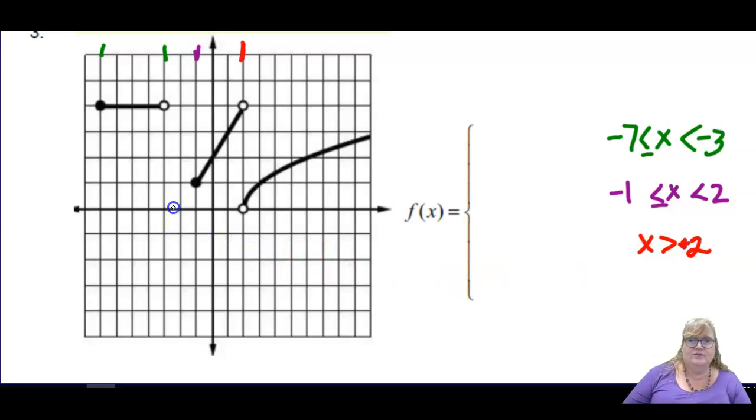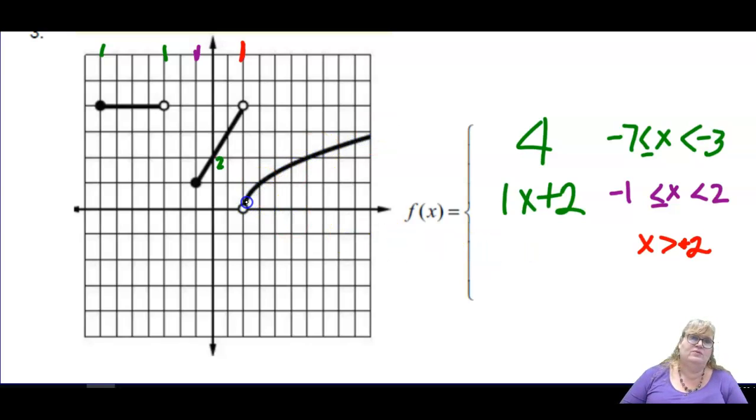All right, now to go back and write the rules, this one is pretty easy again. This rule just stays at 1, 2, 3, 4. The y values stay at 4. This rule is going up 1 and over 1. It's linear and it has a y-intercept of 2. So it's 1x plus 2, or just x plus 2.